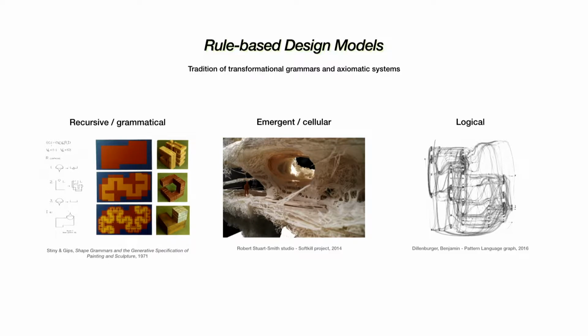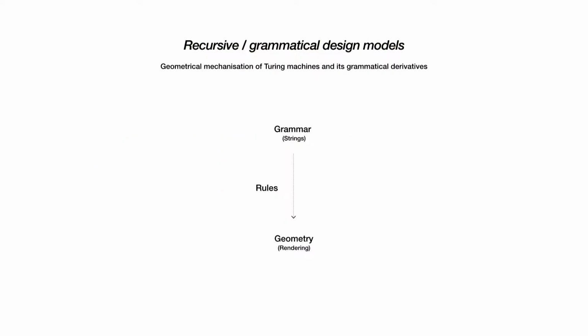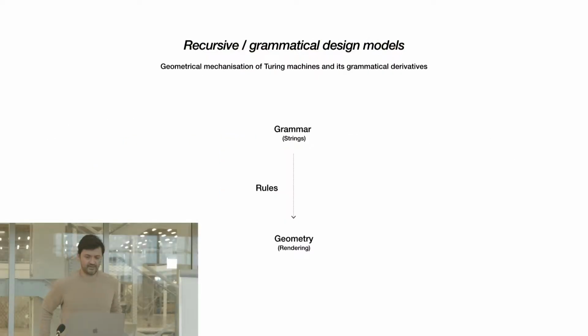And I define them as recursive or grammatical design models on the left, then emergent or cellular design models in the middle, and logical design models. So now I'll try to explain what it is about and give you a lot of examples.